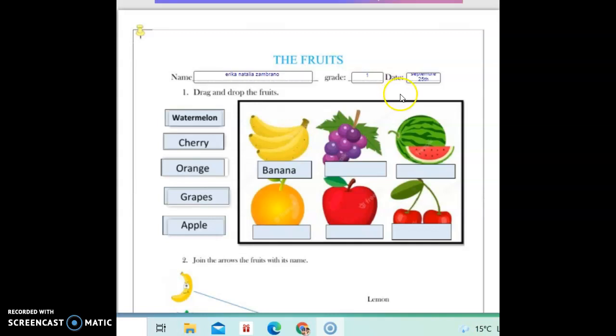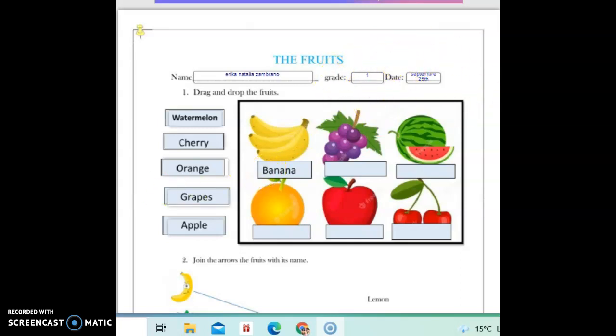Good morning, everybody. Today I will explain my interactive activity with the vocabulary of fruits. Please write the number, the name, the grade, and the day.